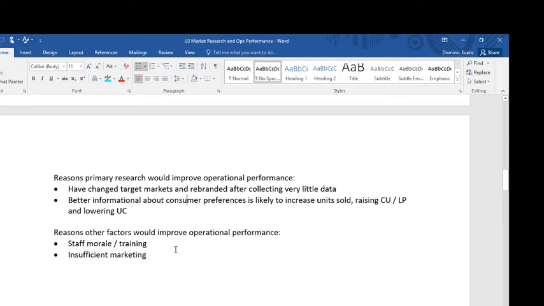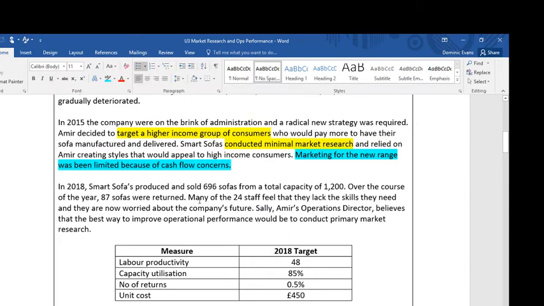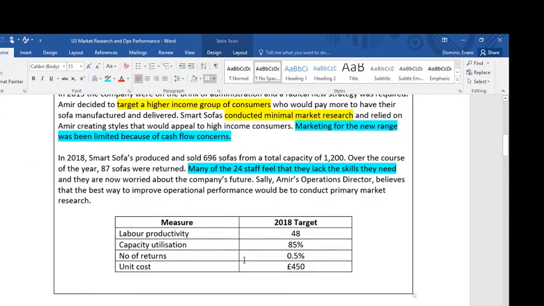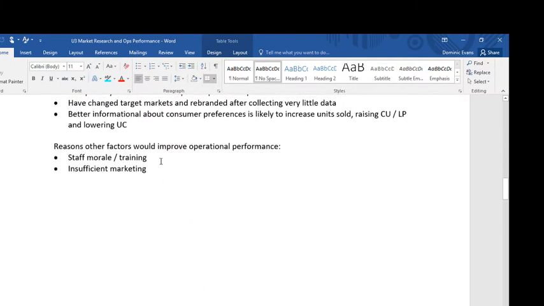So other factors that would improve operational performance, well, 24 staff feel that they lack the skills that they need. So that's an indication that maybe some training would make the staff feel better. That might reduce, say, the number of returns if they're producing better quality goods, or could improve their labour productivity. So we've got staff morale and training. Maybe if we improve them, we'd improve operational performance, and the fact that they've conducted insufficient marketing. Maybe a marketing campaign would help them sell more units and improve their operations performance.